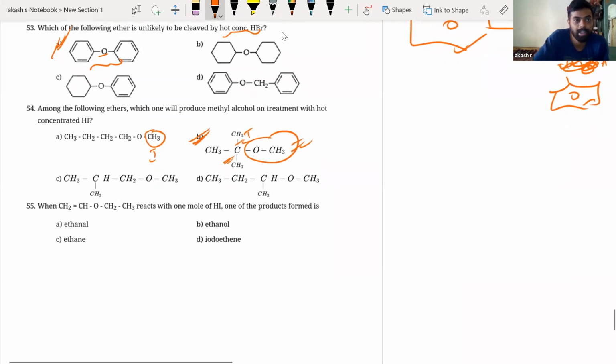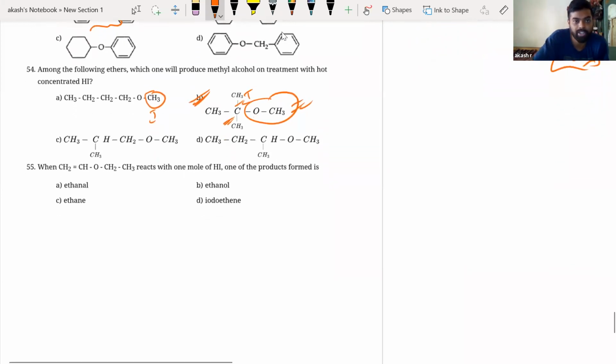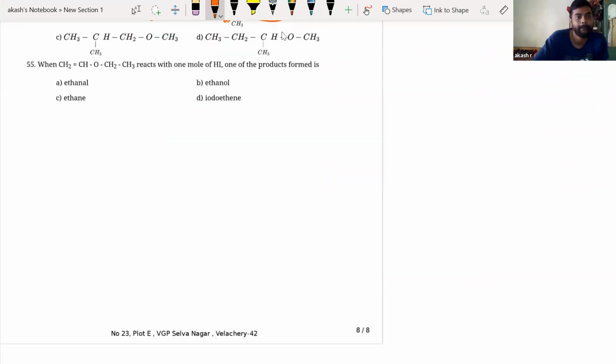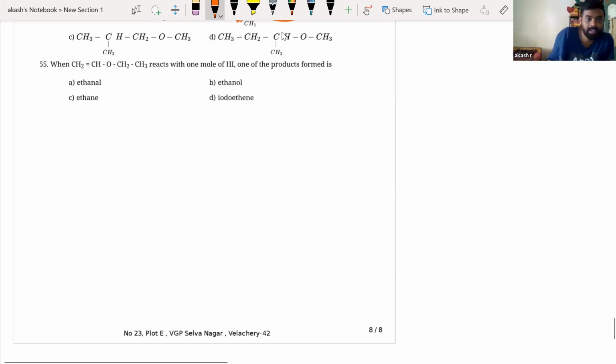Next, this one reacts with 1 mole of HI. The product formed is what? I think addition reaction takes place. The nucleophilic substitution doesn't take place. So I think that is with only 1 mole of HI.